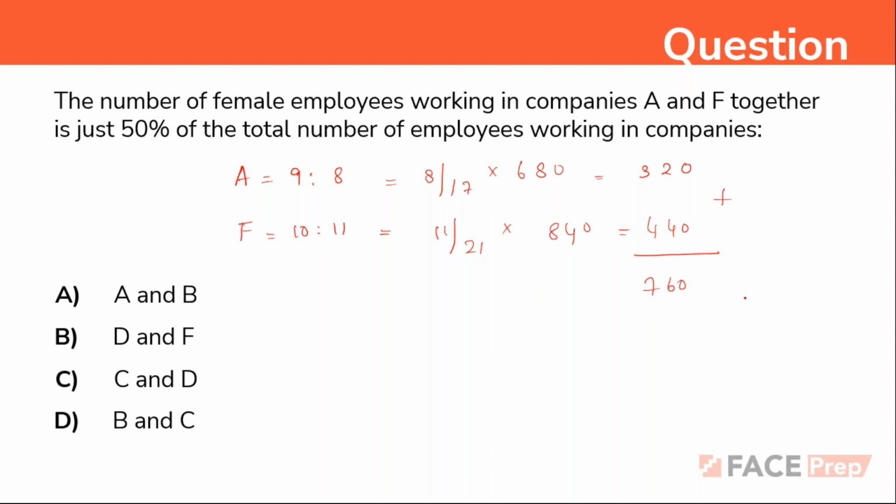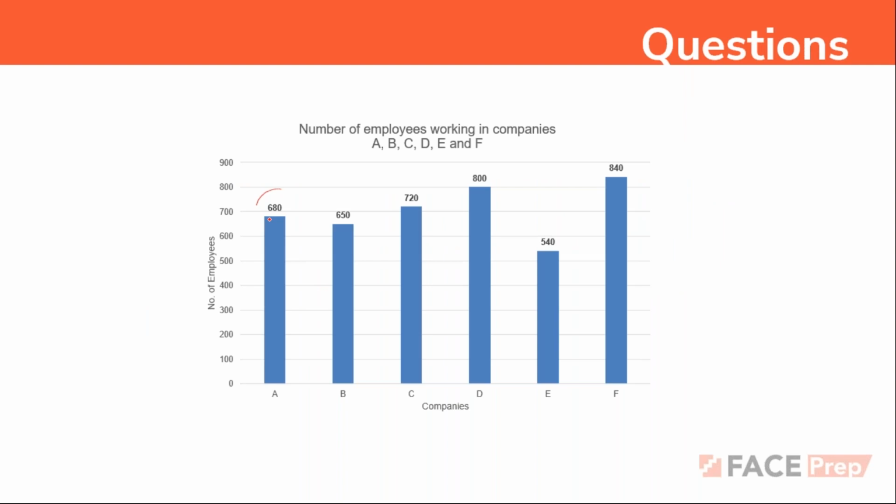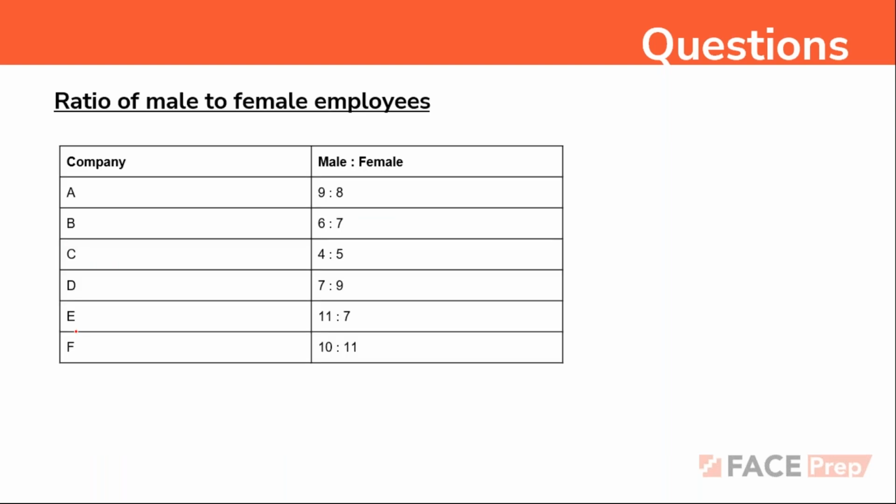Now this 760 is 50% of the total number of employees working in the companies. Now I can take option A, that is A and B. If I add A and B, that is 680 plus 650, which is 1330. If it is 50 percentage, it will be 760, and 2 times 760 is 1520. If 1520 is the answer, then that will be the option.